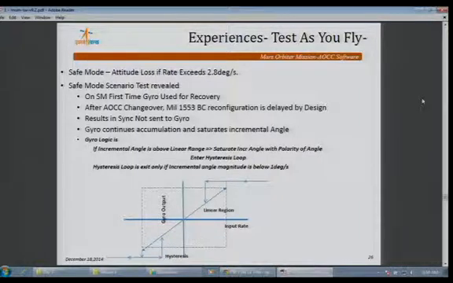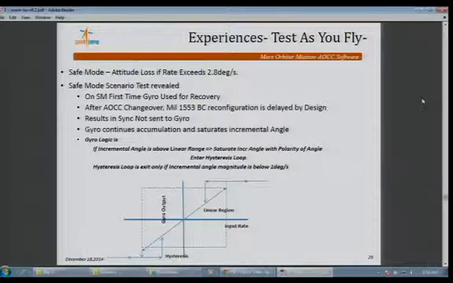But since our concept is always that we have to test as we fly, we didn't want to leave it untested. The safe mode scenario test revealed that after the AOCC changeover, we normally change from main to redundant system on safe mode. The MIL-STD-1553 bus reconfiguration is delayed by design to ensure that one of them takes over.